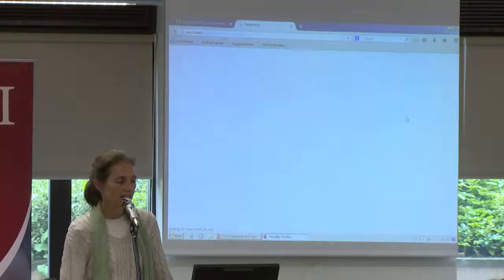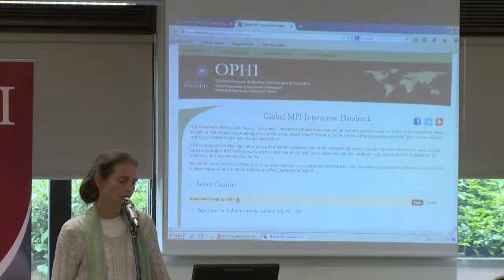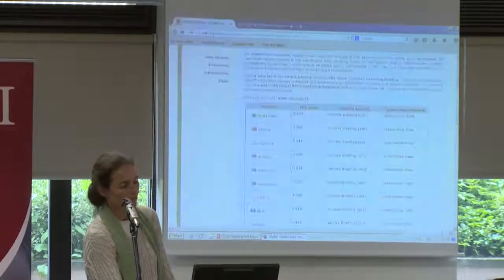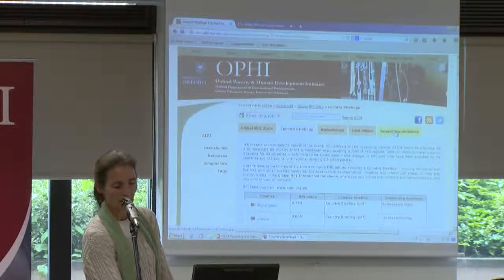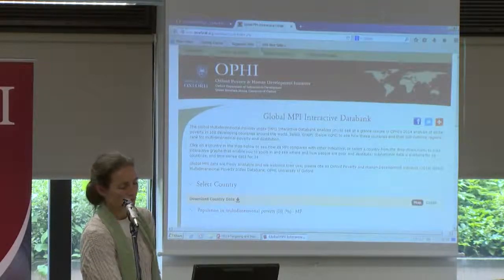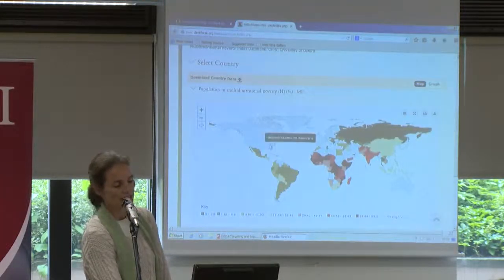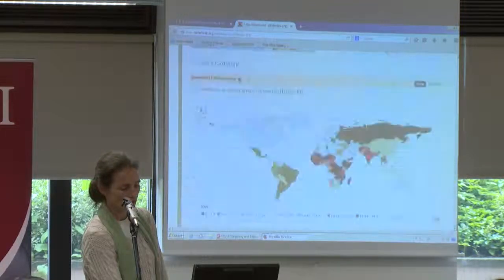And then our interactive data bank also has both country and international data. So you can access it from the country briefing page, but you can also access it through the interactive data bank page. And both of them lead you to the same place, which is here. The base page is the headcount or proportion of people who are multidimensionally poor. The scale is always in the bottom. But you can also scroll down to see other things.